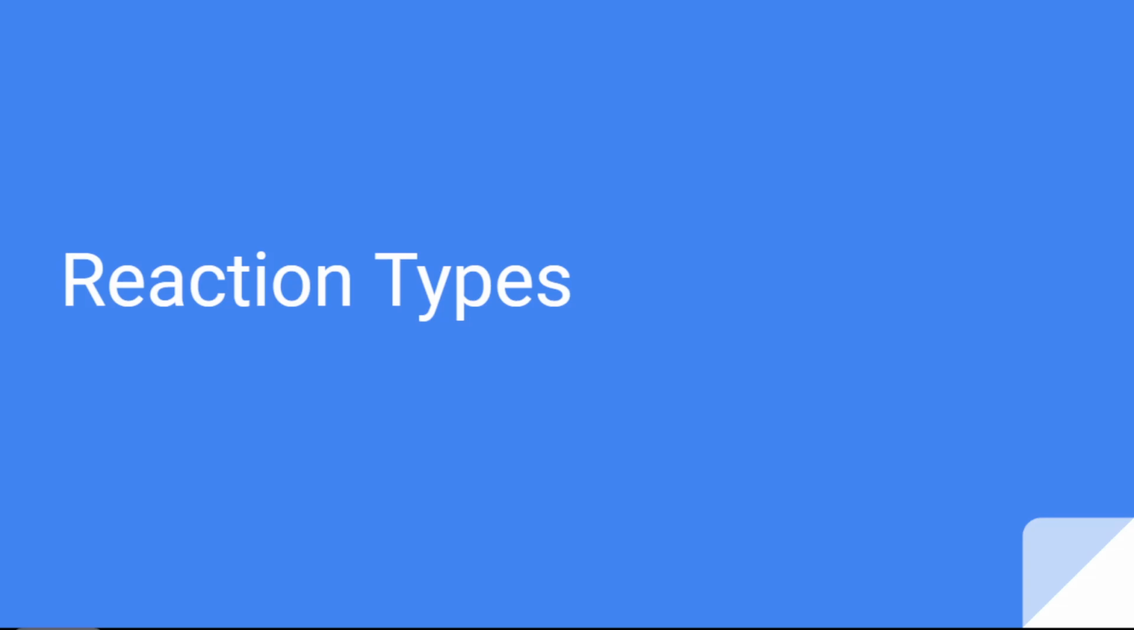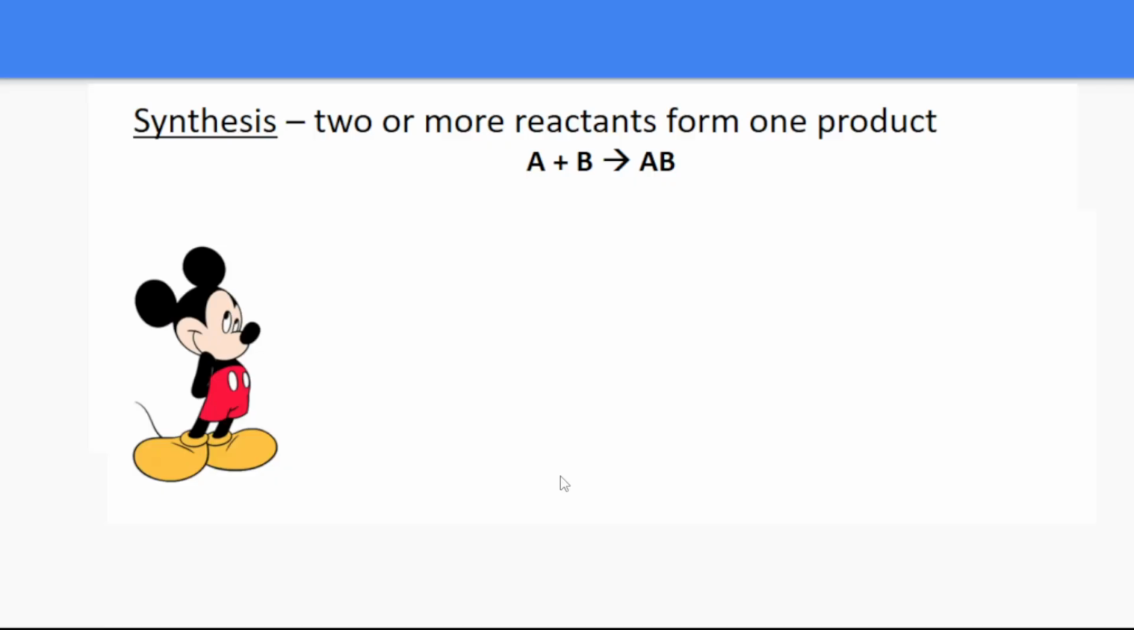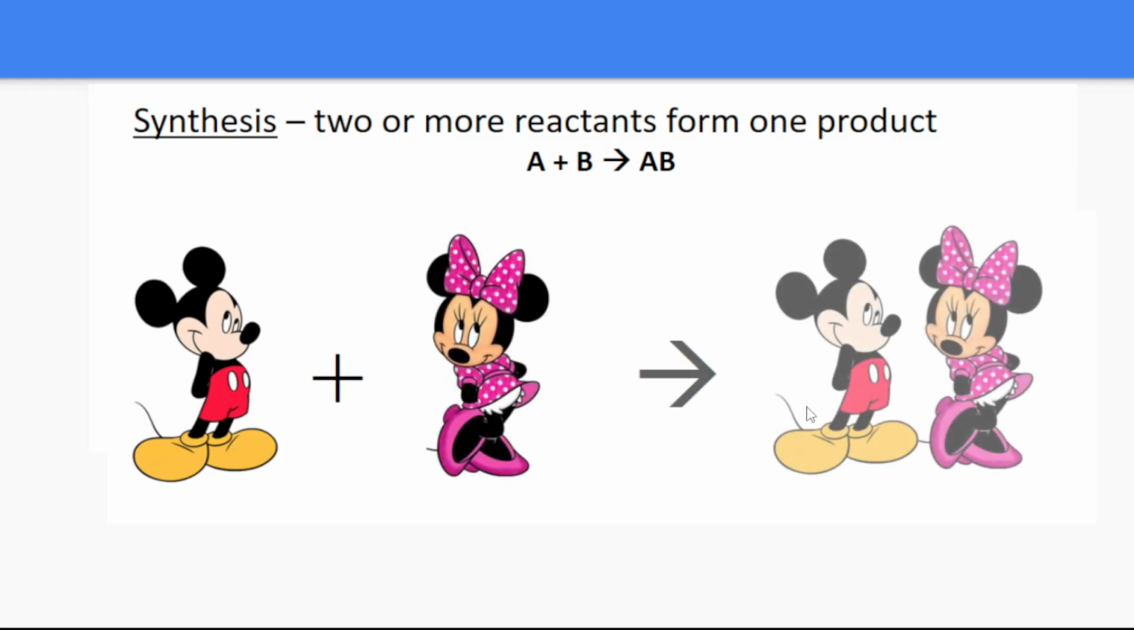The purpose of this video is to discuss different types of chemical reactions. So the first type is called a synthesis reaction. This is where two or more reactants form one product, kind of like Mickey and Minnie becoming a couple. A plus B yields AB. Notice these are separate and now they're together. Synthesis.